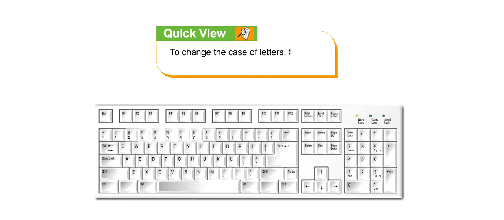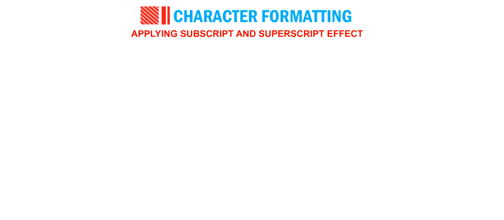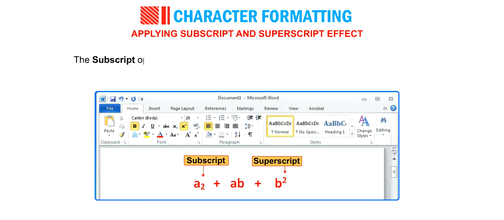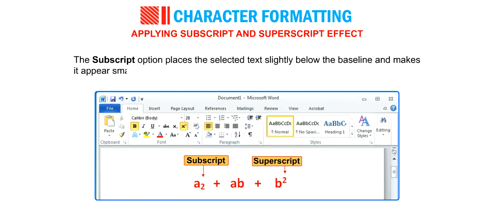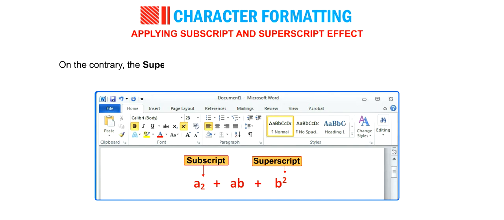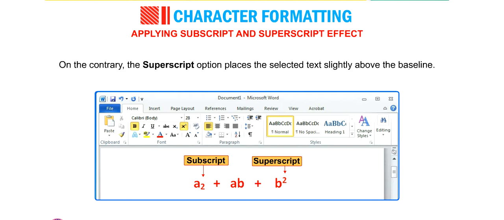Let's take a quick view. To change the case of letters, Shift plus F3 key combination is used. Applying subscript and superscript effect. The subscript option places the selected text slightly below the baseline and makes it appear smaller than the rest of the text. On the contrary, the superscript option places the selected text slightly above the baseline.